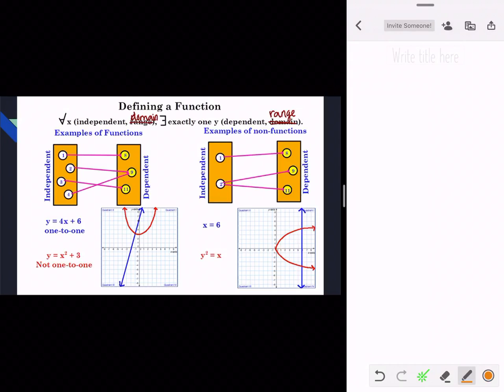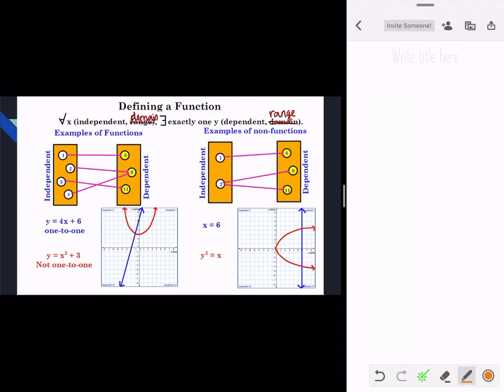Examples of non-functions would be something like the right chart, where the 2 goes to the 9 and 11, and that means it cannot be a function since one x value can have two possible y values. An example would be x equals 6, where at the point 6 there are infinite y values. And for x equals y squared, at, let's say, x equals 3, there are two possible y values for the equation, so it cannot be a function.